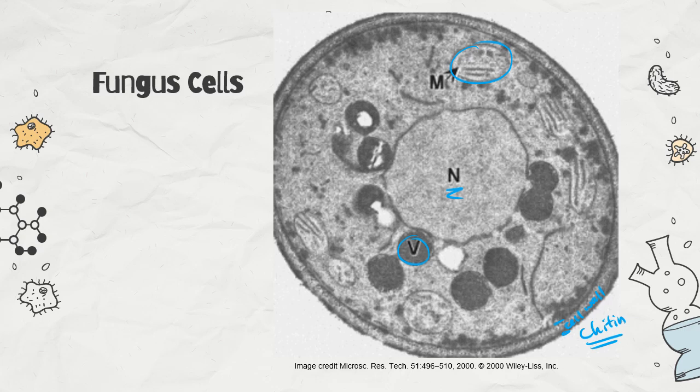But notice that there's no chloroplasts because fungal cells are not photosynthetic. They are heterotrophs, kind of like us. They're super cool decomposers. So no chloroplasts in these fungal cells. Cell wall, yes. Chloroplast, no.